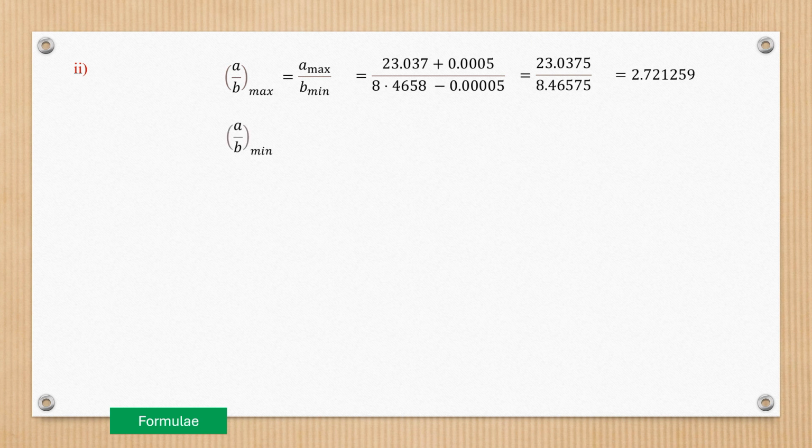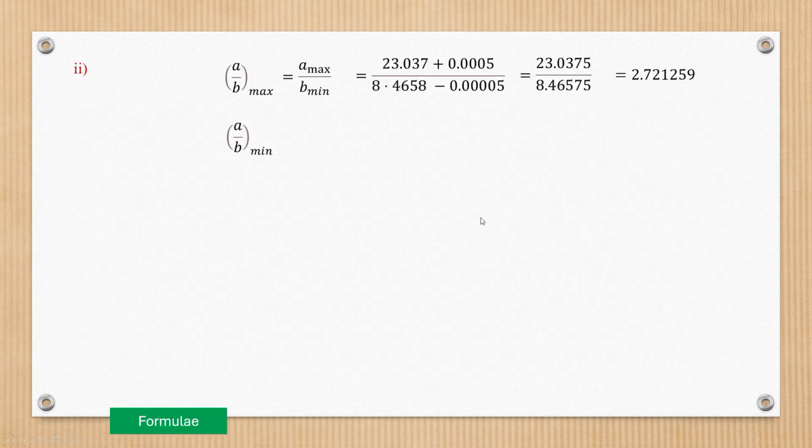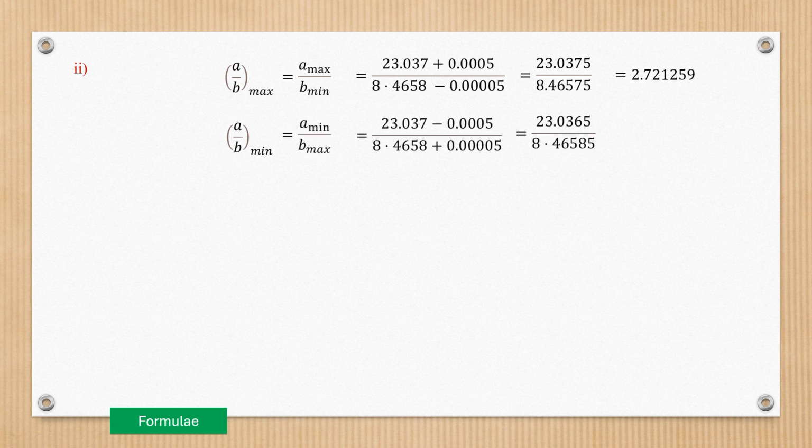Let's look at the A over B min. If I go back to the formulas, you can actually see that I'll have the minimum at the top and the maximum below. So I shall have A min over B max for that case. So this is what we shall have, of which I'll have 2.721109 in that case. So remember that whenever we're looking at the minimum side, we subtract, and then when we're looking at the maximum side, we add the error to that number.